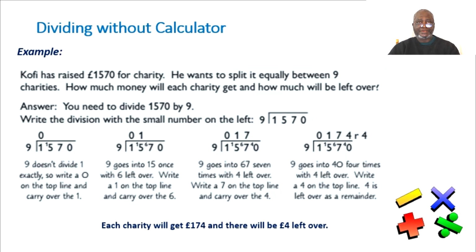And then you write your answer properly. Each charity will get £174, and there will be £4 left over. So Kofi will have to decide what to do with that £4. He can either save it for the next fundraising activity he's going to do, or he can decide to give that £4 to one of the charities, probably his favorite charity.